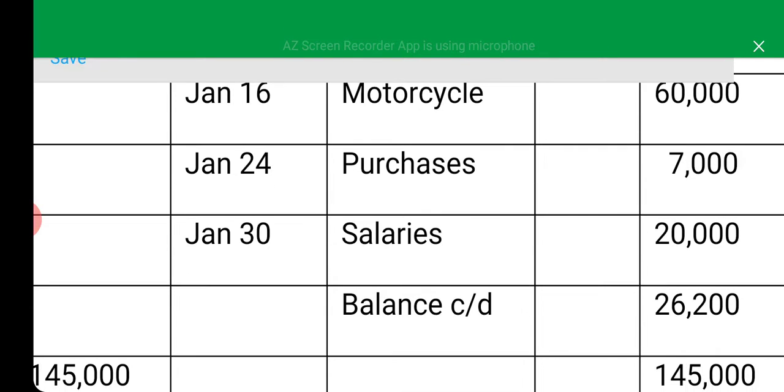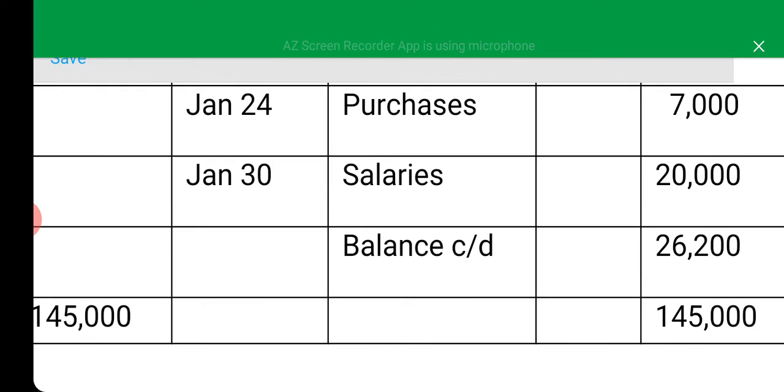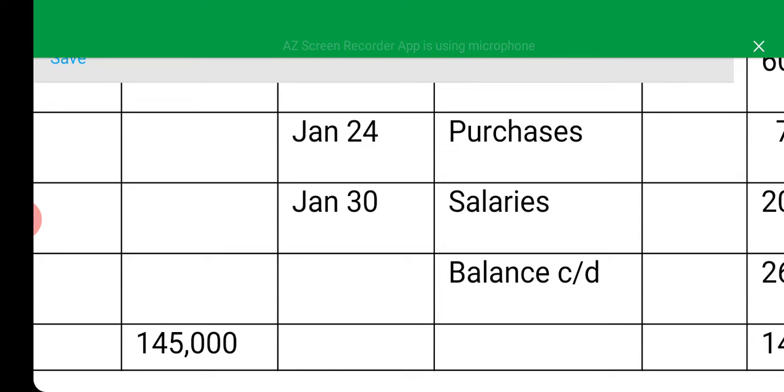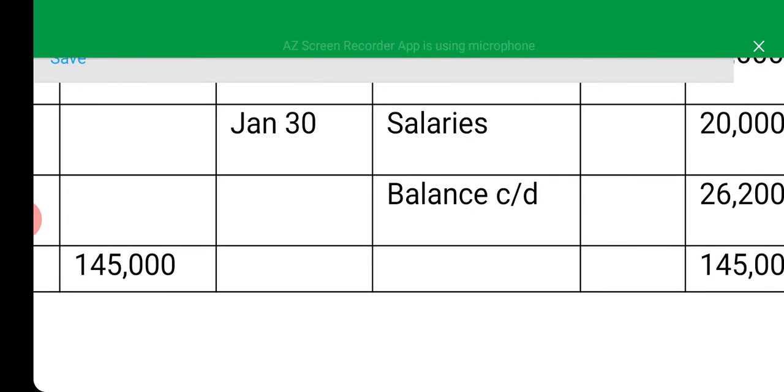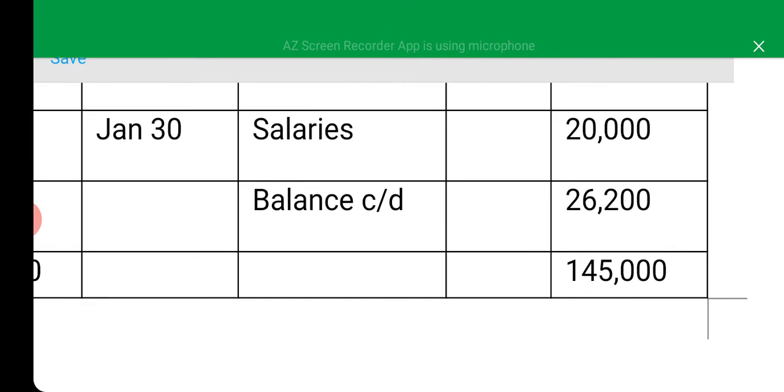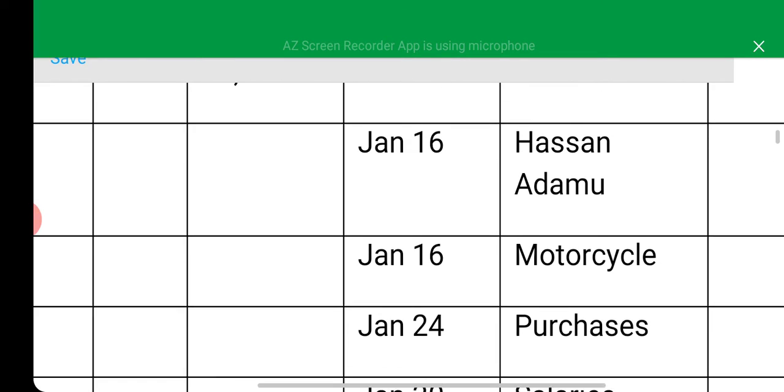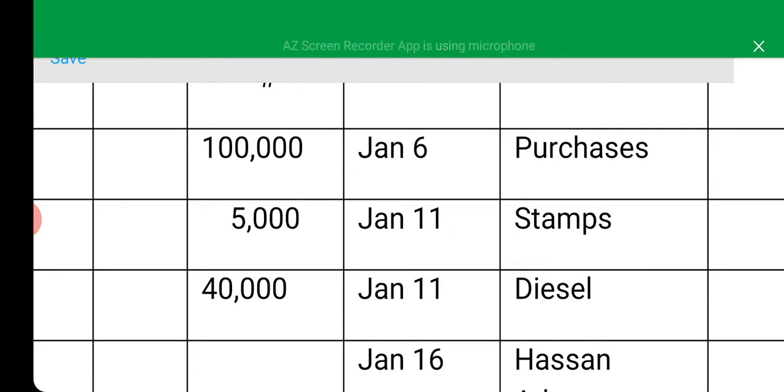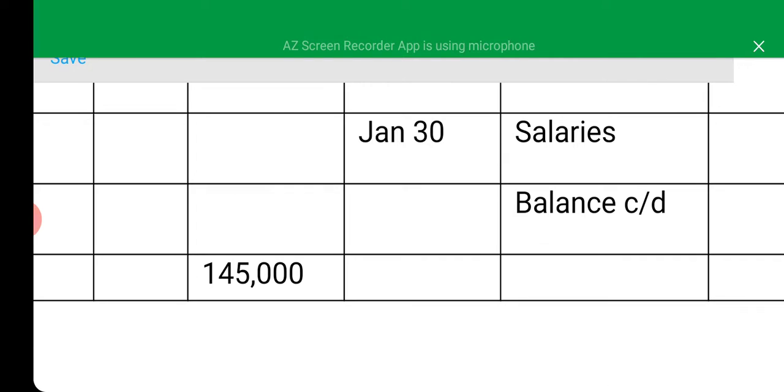So, salaries on January 30, 20,000, and the balance. After we have posted all the transactions given to us in the question, to balance the account we will find the total on the debit side by adding 100,000, 5,000 and 40,000 together. We have the total to be 145,000.